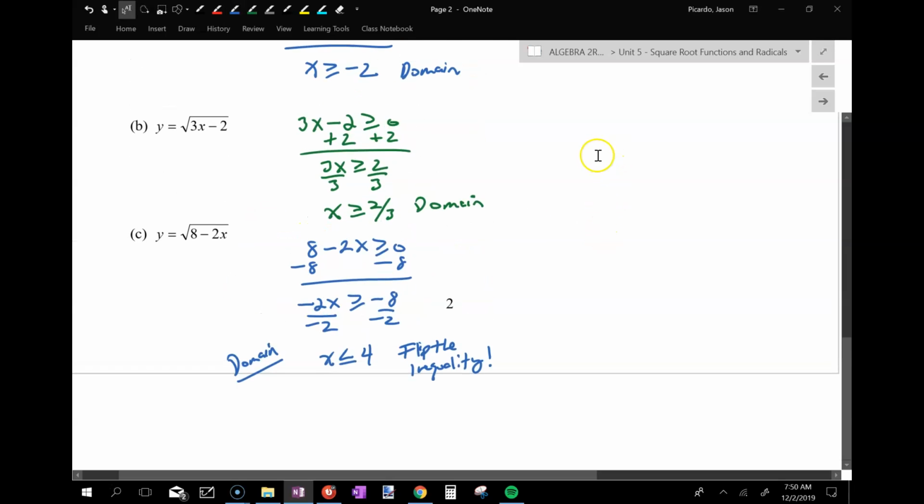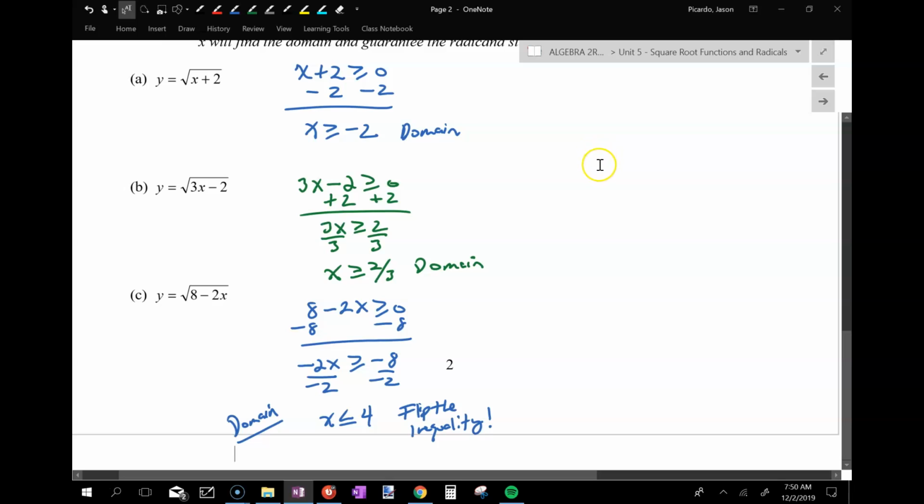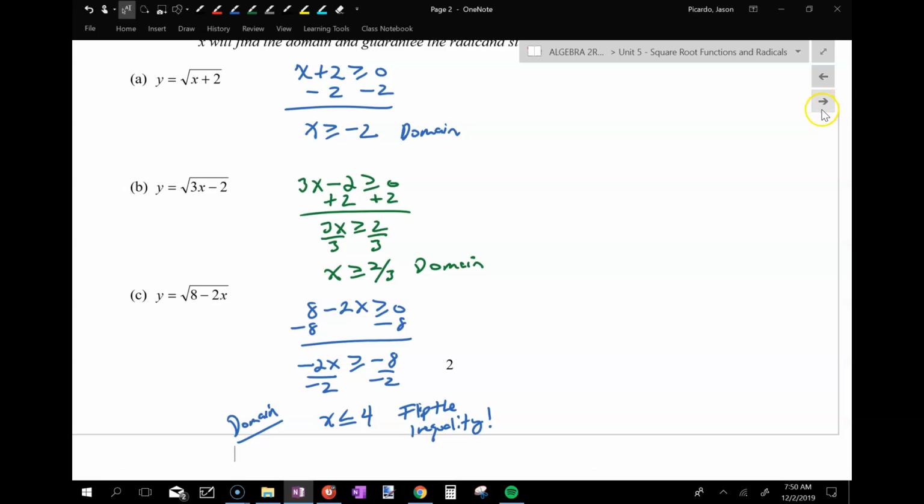All right? I don't feel like putting these in set builder. Forget it. We'll skip that. Is that okay, guys?